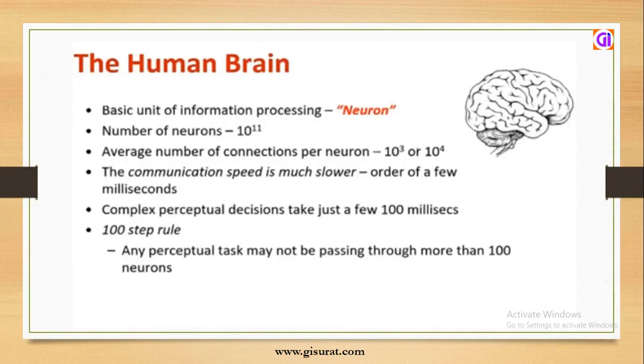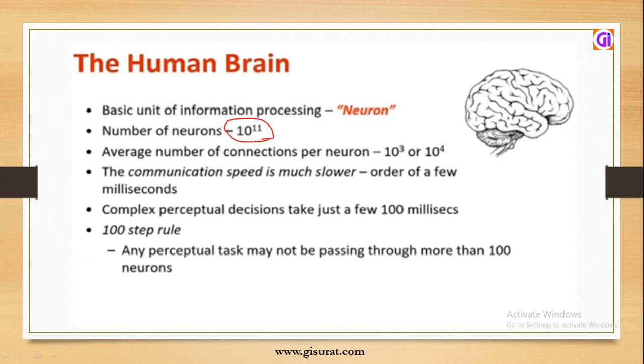So we got an idea about the human brain. There are neurons in the human brain, actually 10 raised to 11 neurons, and one neuron connects with another 10 raised to 3 or 10 raised to 4 neurons. Assume that transferring data from neuron A to neuron B takes 1 millisecond. Then with a total of 10 raised to 11 neurons, it would require 10 raised to 11 milliseconds.